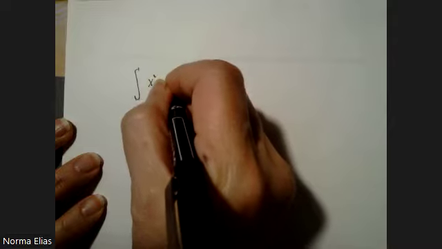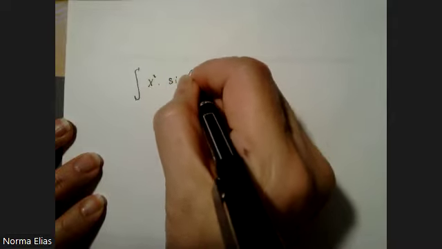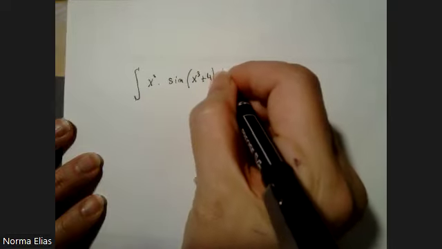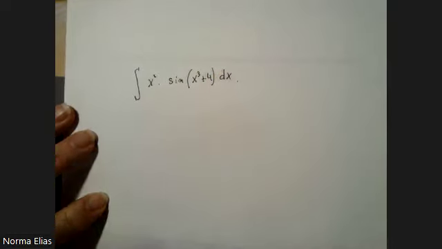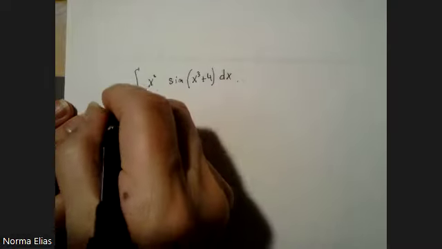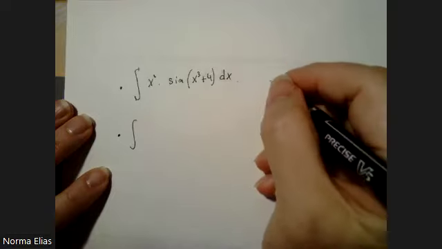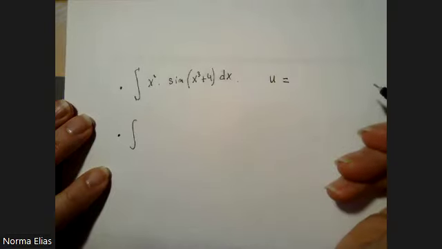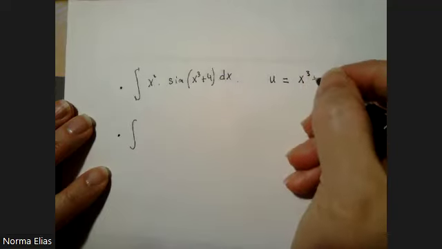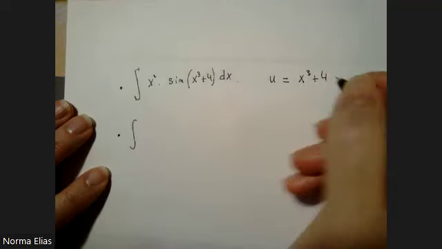All right, now I'm going to ask you two questions before I go on. Suppose I give you this problem: x squared sine of x cubed plus 4. Will substitution solve this problem, yes or no? Yes. What will be your u immediately? x cubed plus 4, that's u, because I have its derivative in front of me.